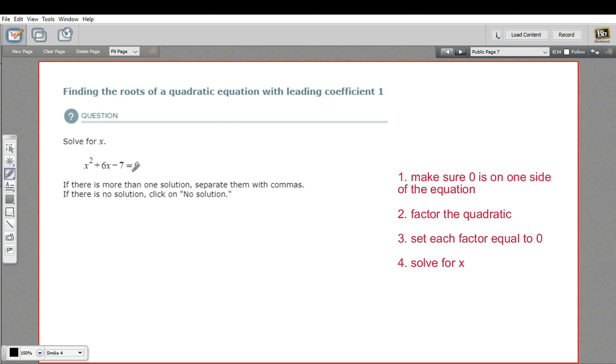First of all, you make sure that the equation is set to 0. So you've got an equal sign and a 0 on one side and your quadratic on the other. Then you factor this thing. So let's see how we can do this.